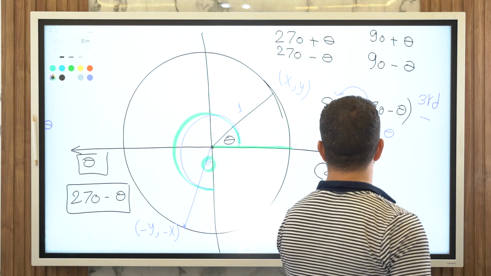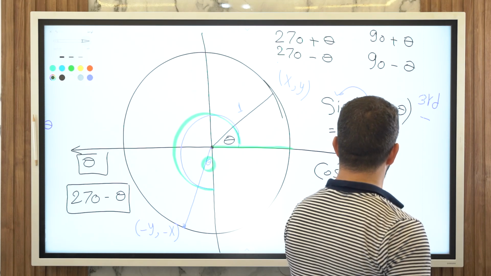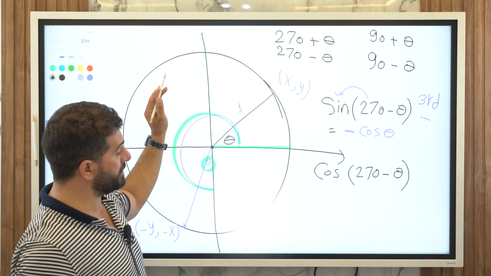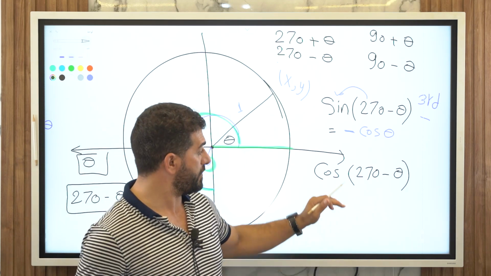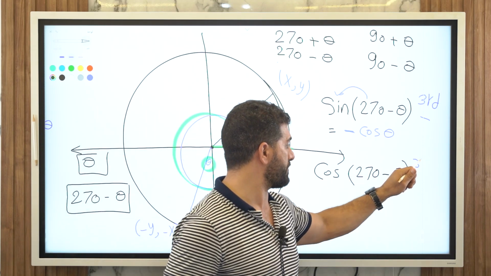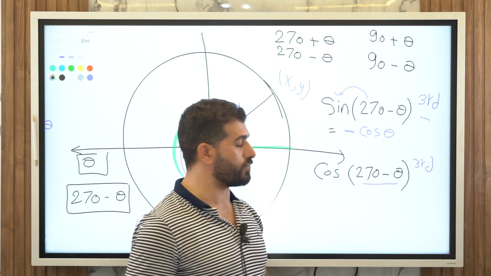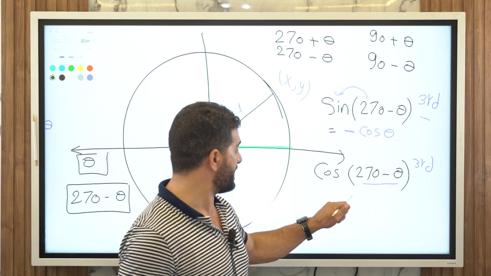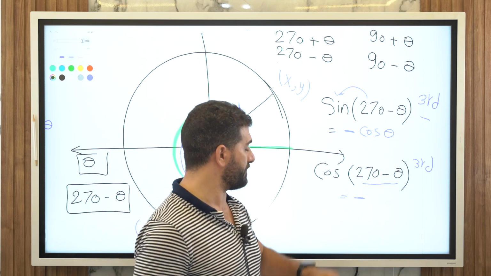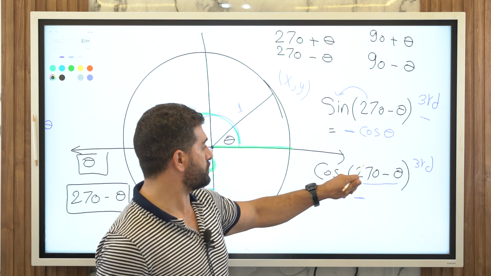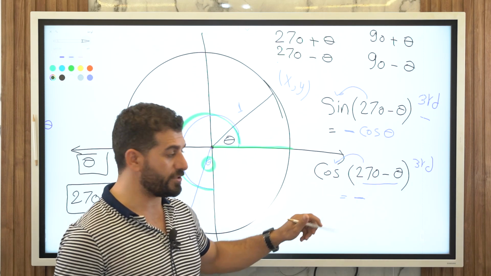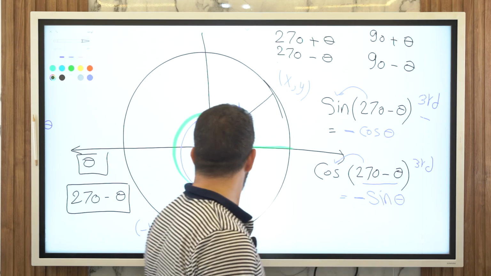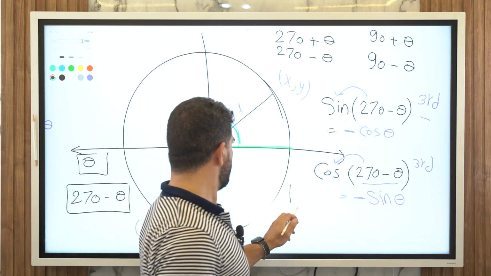Okay. What about cosine 270 minus theta? Ask yourself these questions. What about the quadrant? Third quadrant. This angle here is in the third quadrant. What is the sign of cosine in the third quadrant? It's negative. But remember that 270 changes cosine into sine. So that is equal to what? Negative sine theta.